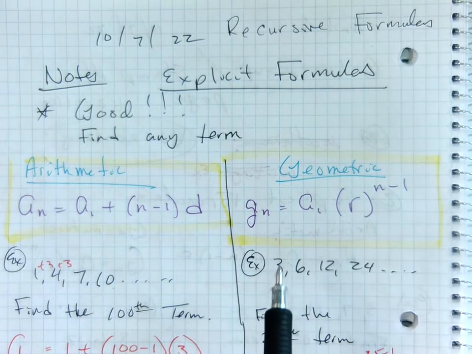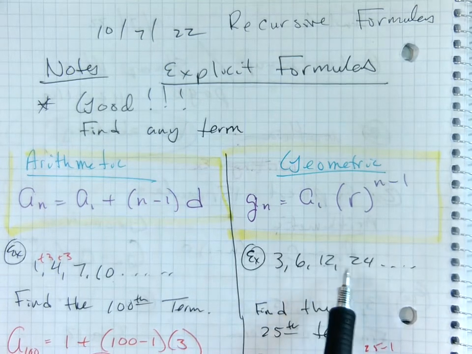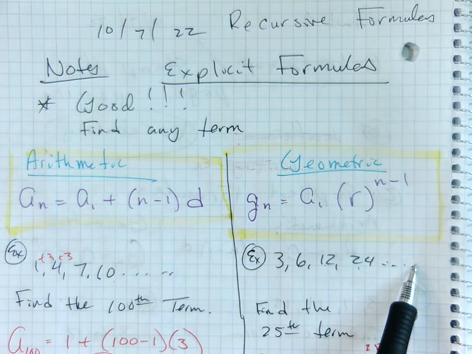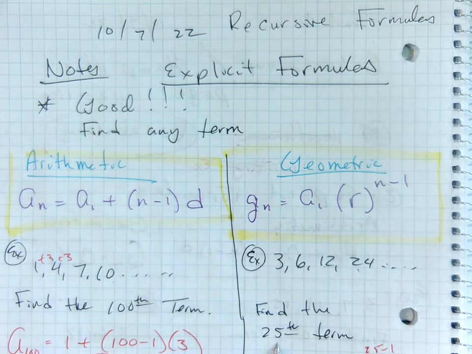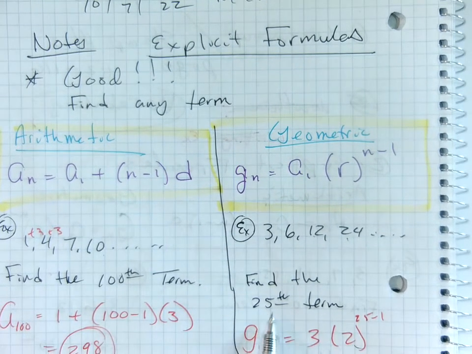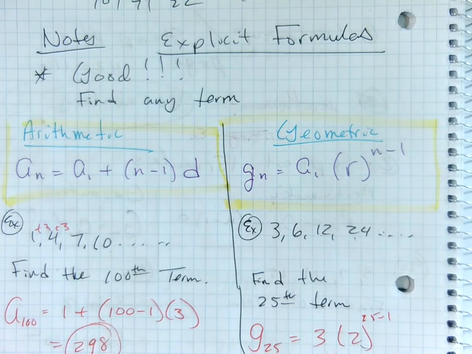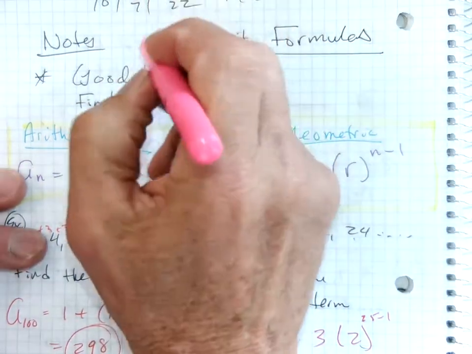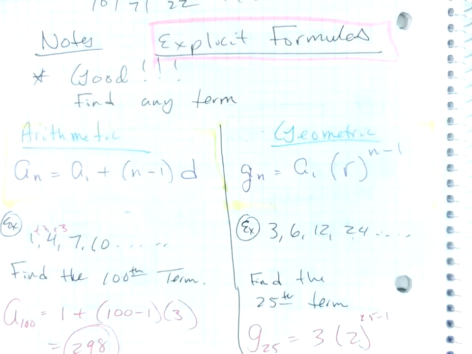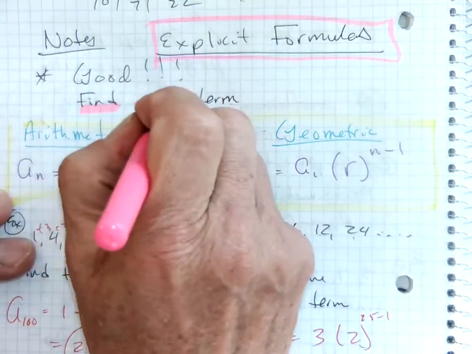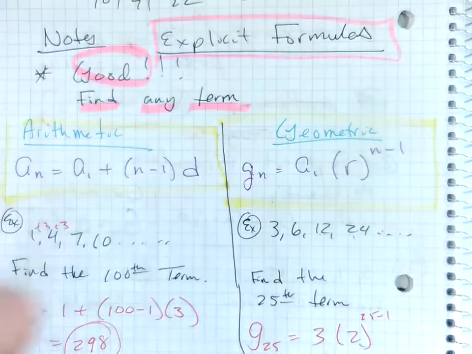On this one, 3, 6, 12, 24, 48, 96. But if you want to find the 25th term, it's very difficult. You just have to keep going and going and going. So we have these new formulas. They're called explicit formulas, and they're great because the explicit formulas allow you to get any term. You can find any term. They're great formulas.